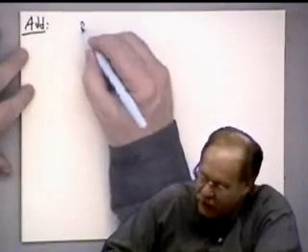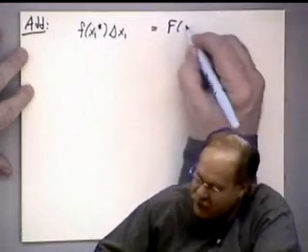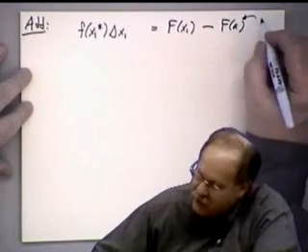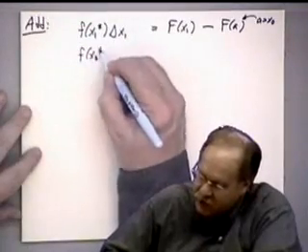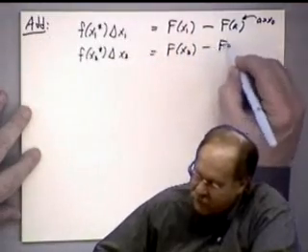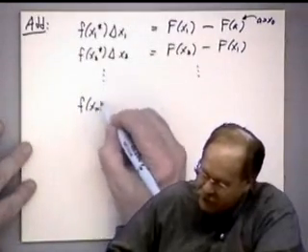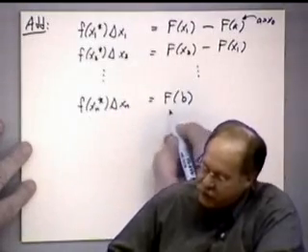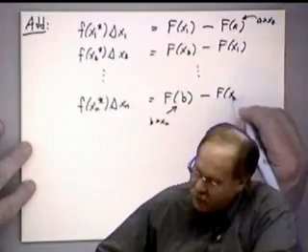So, we have f of x1 star delta x1 equals f of x1 minus f of a. And remember, this should be x0, but we took a to be equal to x0. Then the next one would be f of x2 star delta x2 equals f of x2 minus f of x1. And then you just continue this process until you get to the end. And the last one will be f of xn star times delta xn. And here we have f of b. Now that should be xn, but b was equal to xn, remember, minus the one before, which is f of xn minus 1.